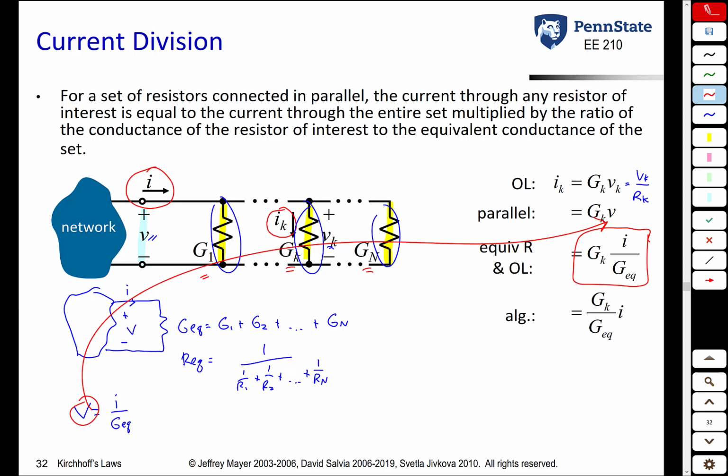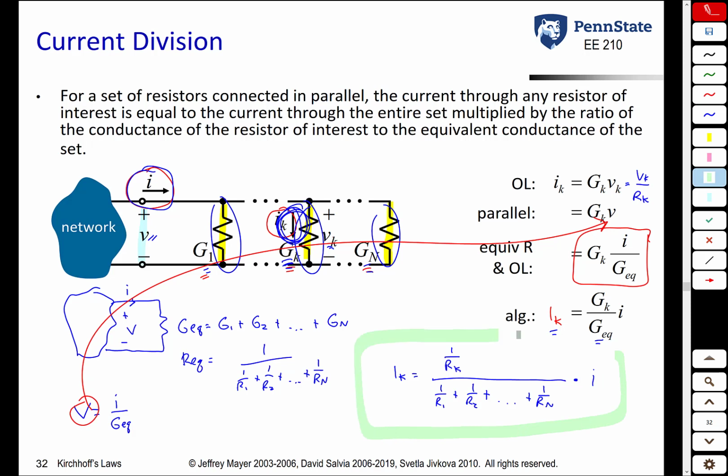So what we know then is that the current through the kth resistor, that's this current here, is equal to its conductance divided by the sum of all the conductances, G equivalent, times the total current. Because we work with resistors much more than conductors, an equivalent expression, and the one that we're going to use in practice, is replacing G sub k by 1 over R sub k. G equivalent is 1 over R1 plus 1 over R2 plus 1 over Rn. And all of that gets multiplied by I. So this is the alternate expression for current division using resistances rather than conductances.